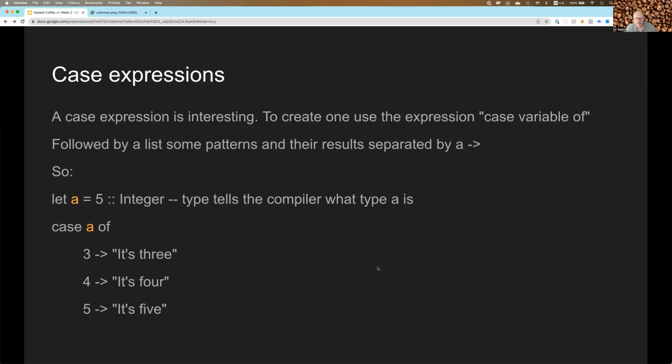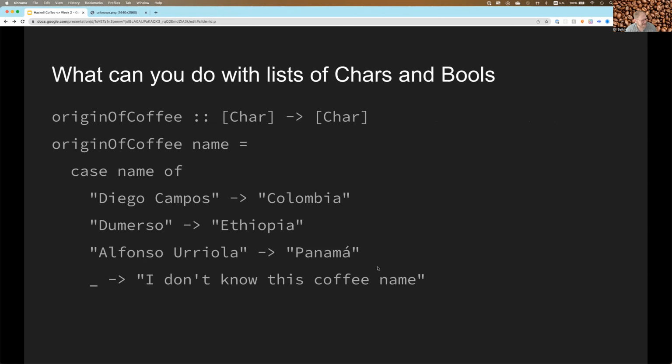But what we're doing here is we're giving it patterns. All of these 3, 4, and 5 can be interpreted as integers. And so a is an integer. If a matches 3, then it's 3. If a matches 4, then it's 4. If a matches 5, then it's 5. And since we set a to 5, if we had a complete case statement here, it would evaluate to 5. And we'll show that in a second.